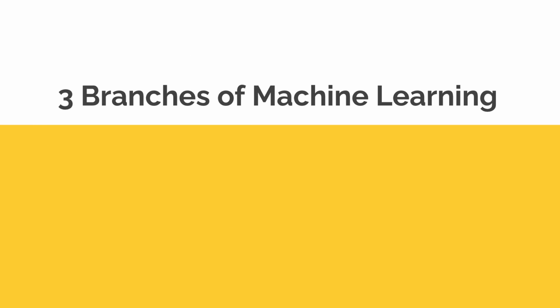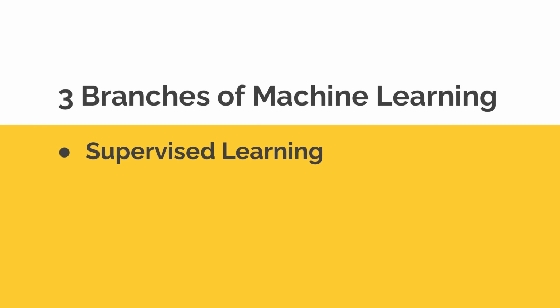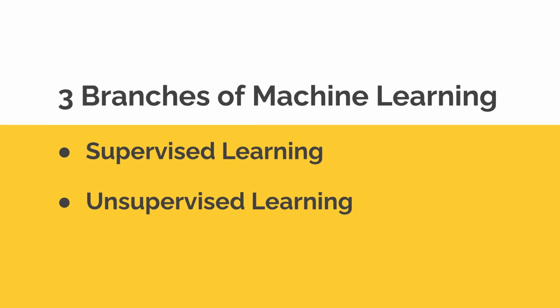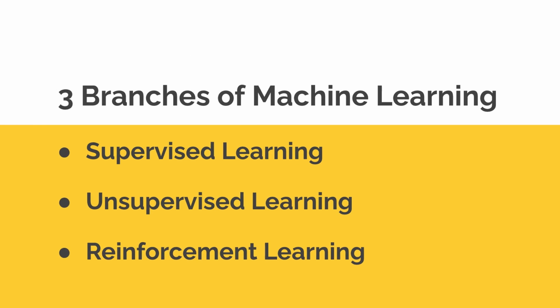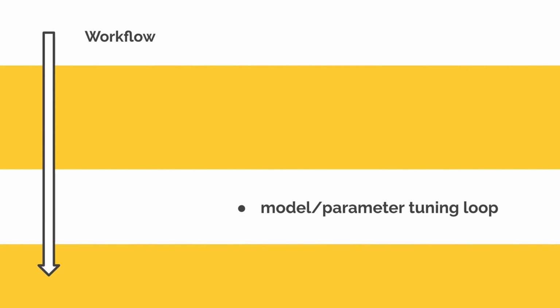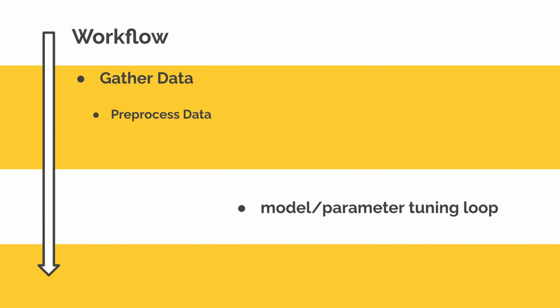Now, there are three branches of machine learning: supervised learning, unsupervised learning, and also reinforcement learning, which is a combination of the two. All right, let's talk about next the workflow of a machine learning project.